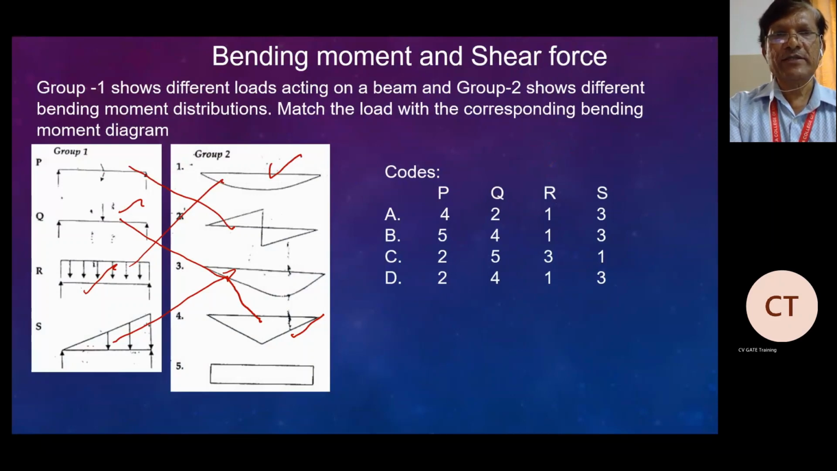So P is matching with 4. Any other thing is not there. So we can conclude A is the correct one. Sorry, D is the correct one. So P is the moment, sorry, P is the one that will be having a moment here. Moment will be connected with the 2. So that is the one here. You have to check once again. Q is the constant load, so it will be having 4. And R is equal to UDL, so it will be having the 1. Uniformly distributed load will be 3. So option D is the correct one.